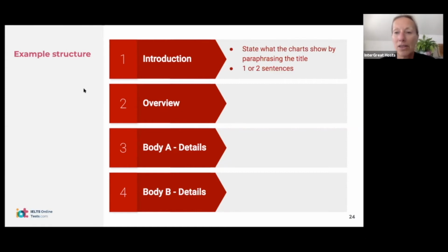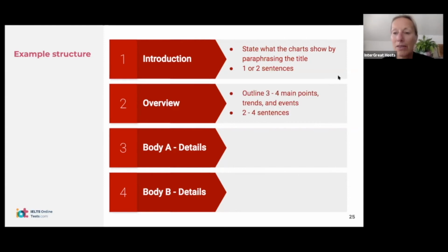Right, so the introduction, just basically stating what the charts show by paraphrasing the title. So hopefully you should realize by now that with all the introductions for IELTS, this is what you do. Okay, you paraphrase the title and keep it really short, just 1 or 2 sentences. And then in the overview, what do you do there? Yeah, so Valentina, yes, it does need its own paragraph, but it does come after the introduction, as you can see. But remember, it's all about clarity. You need to make it really clear. If you have separate paragraphs, it's very clear what you're doing in each one. Yeah, so key points, that's right.